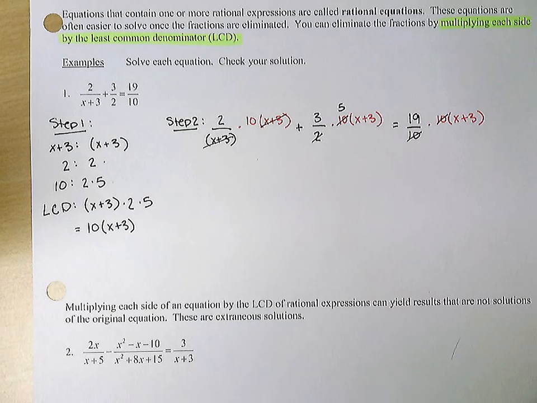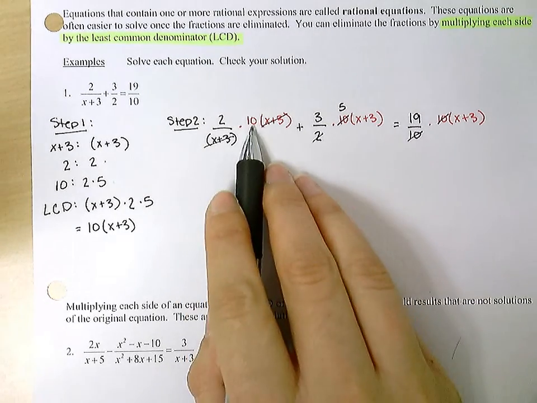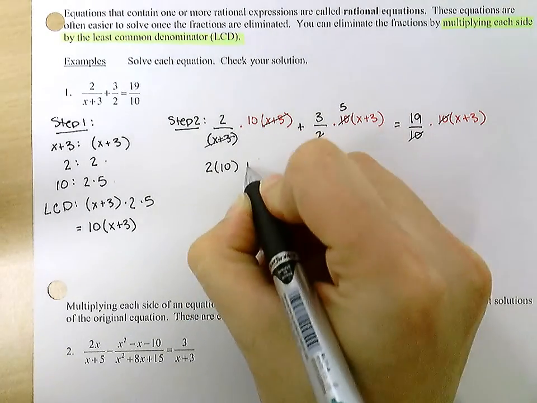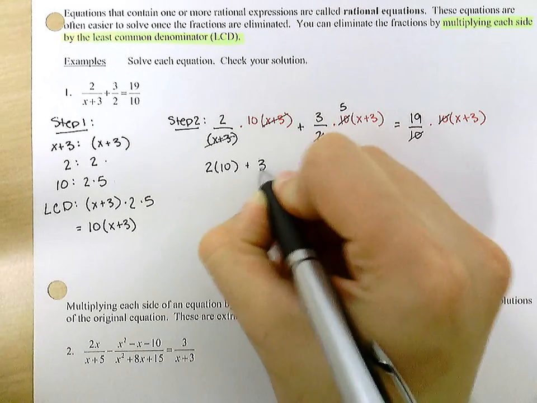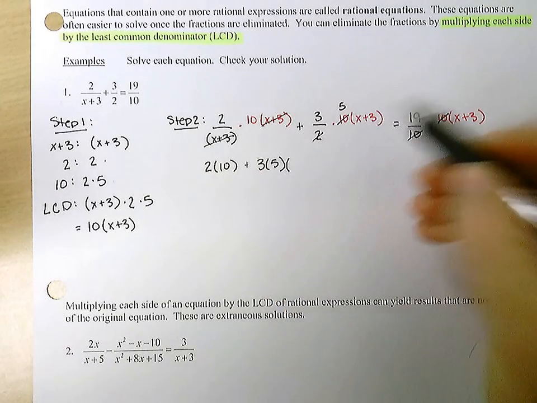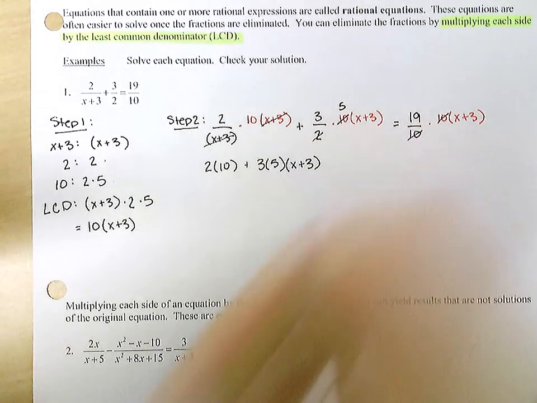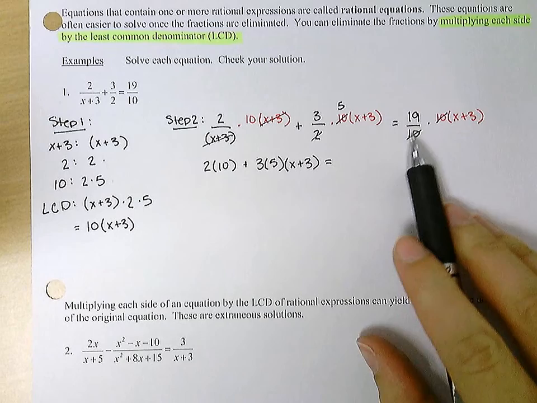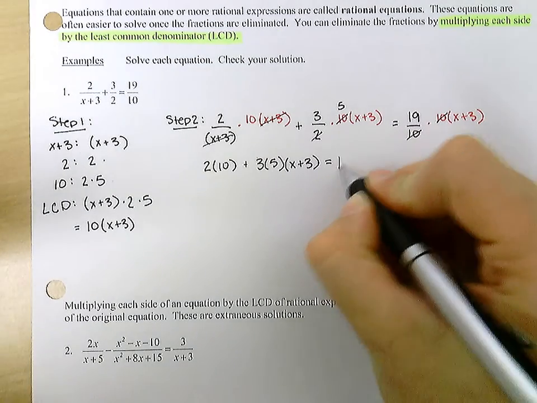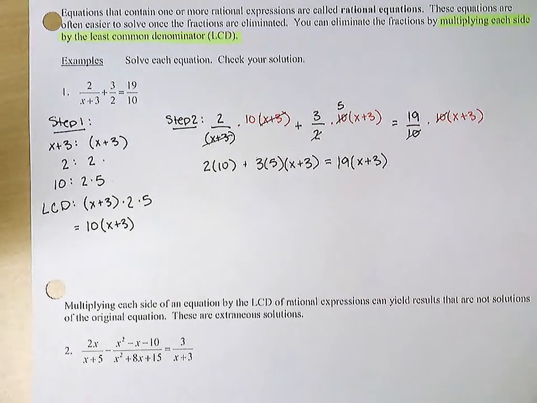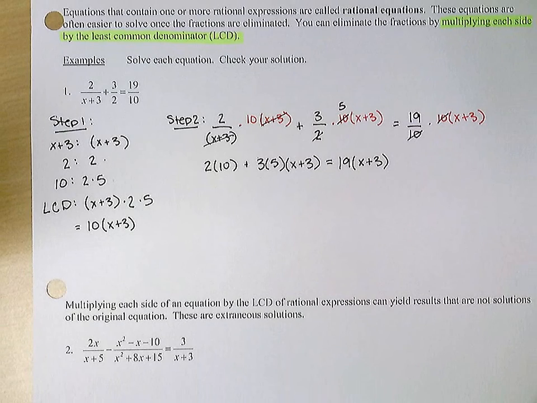From here, I can just rewrite my equation. So I have 2 times 10 plus 3 times 5. Okay, that's still multiplied by x plus 3. Okay, don't forget about that one. Okay, and then is equal to 19 times x plus 3. Okay, so from here, we're just going to solve our equation for x like we normally would.